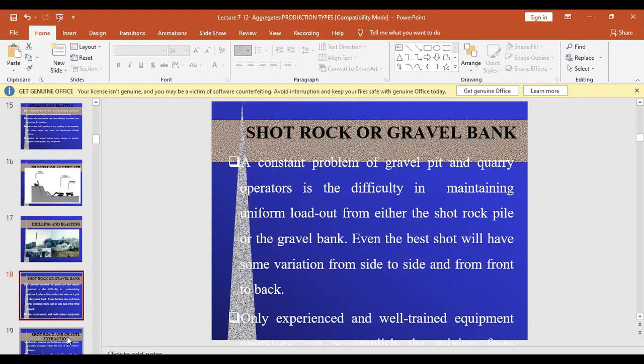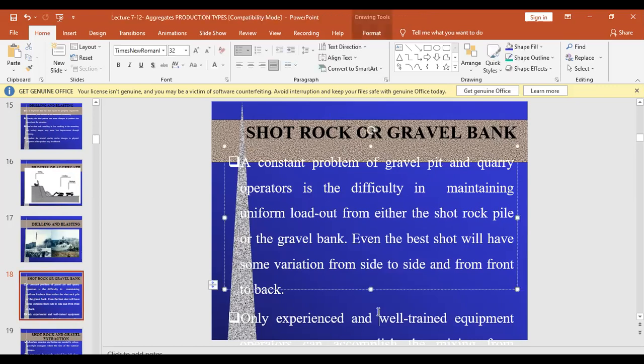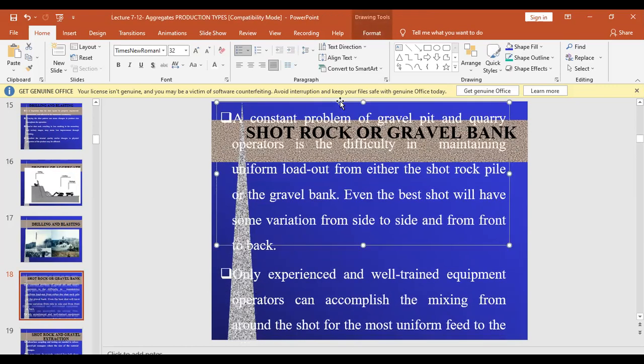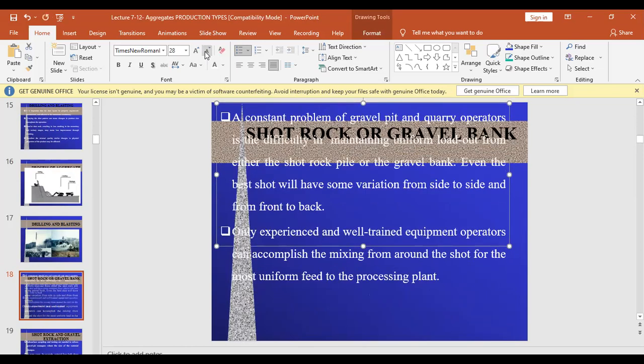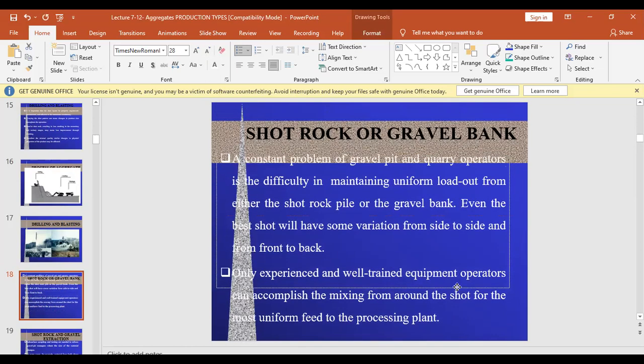Now, when we see a shot rock or gravel bank, a constant problem of a gravel pit and quarry operator is the difficulty in maintaining a uniform load from either the shot rock pile or gravel bank. Even the best shot will have some variation from side to side and from front to back. Only well-experienced, well-trained and well-equipped operators can accomplish the mixing from around the shot for the most uniform feed to the processing plant.